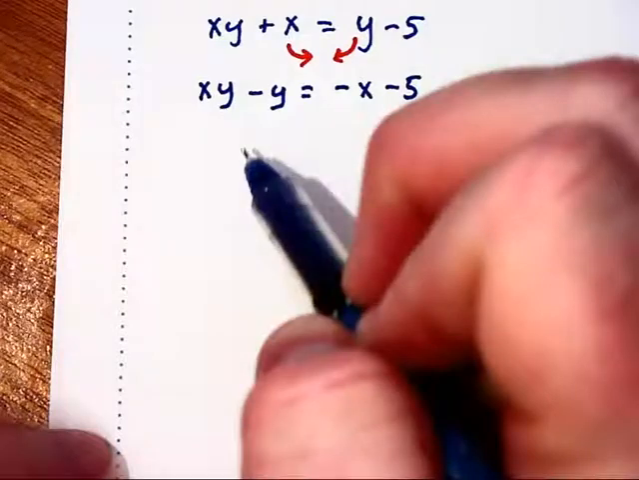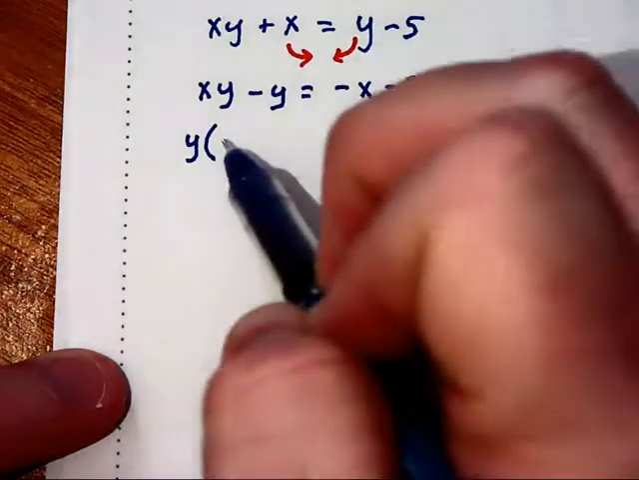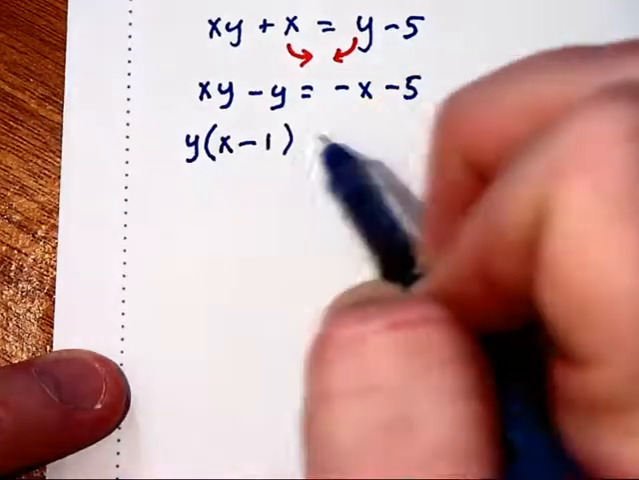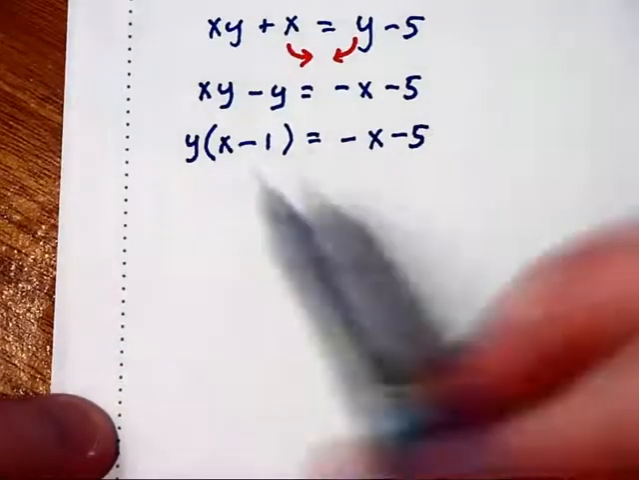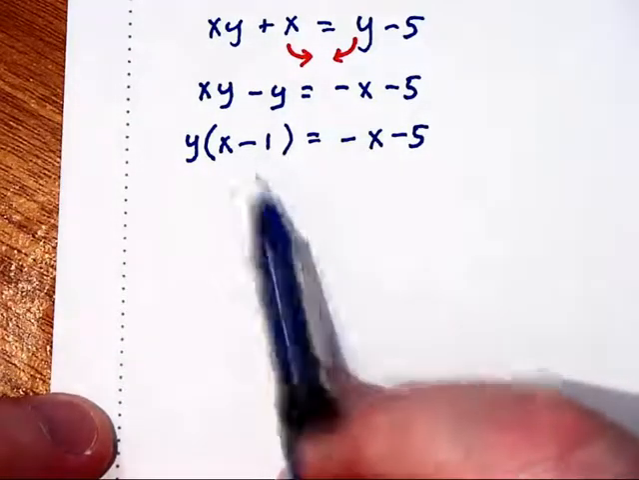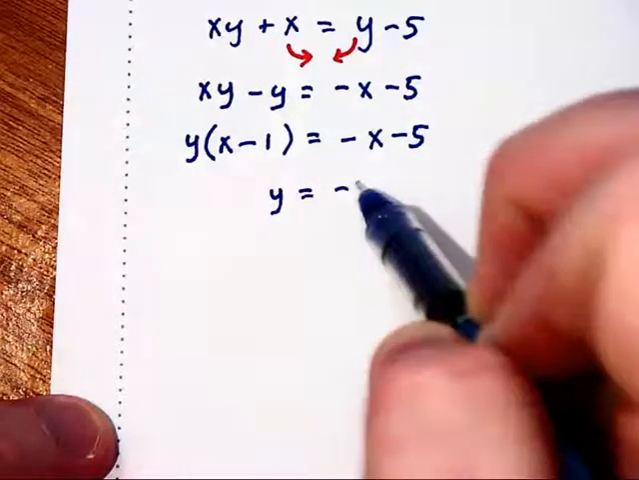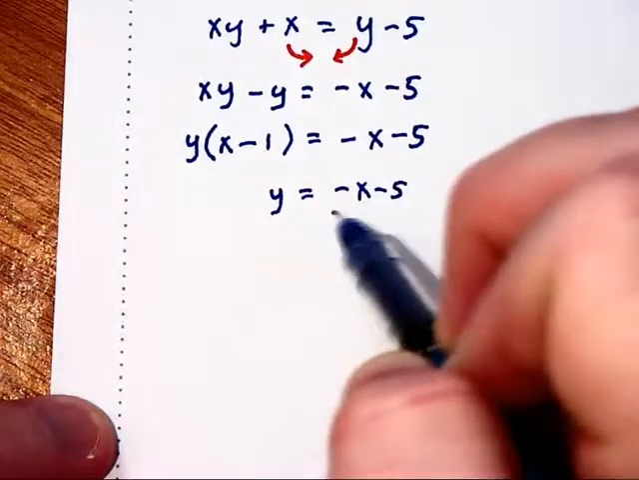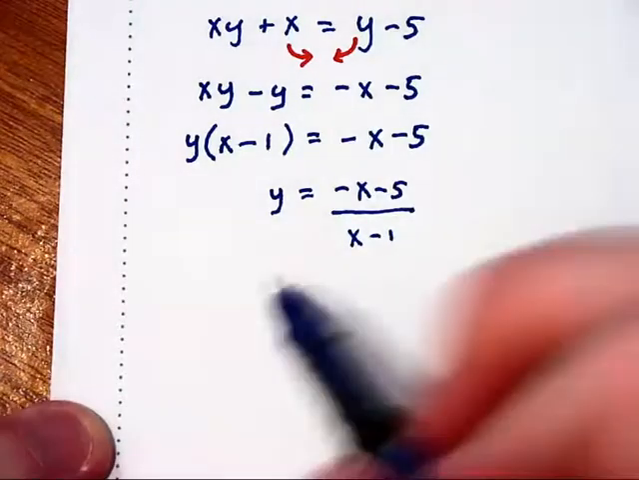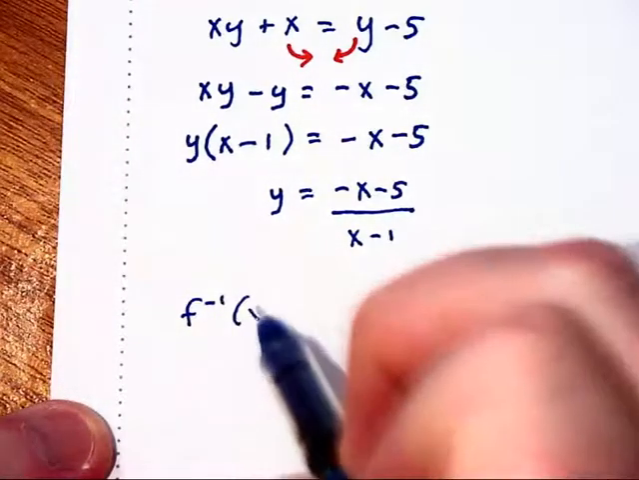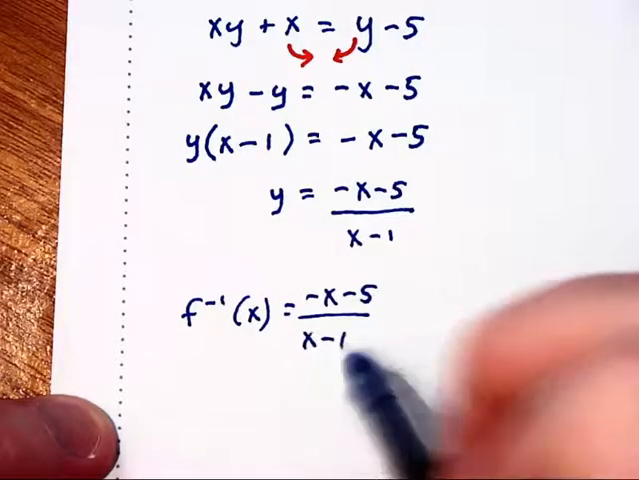Then, to get the y together in one place, we will factor it out of the left and have y on the outside times x minus 1 on the inside, and on the right we will have negative x minus 5. We can then get the y by itself by dividing off the x minus 1 on each side. This will give us y equals negative x minus 5 all over x minus 1. Now that is one way to write this, and so we could have f inverse of x equals negative x minus 5 over the x minus 1.